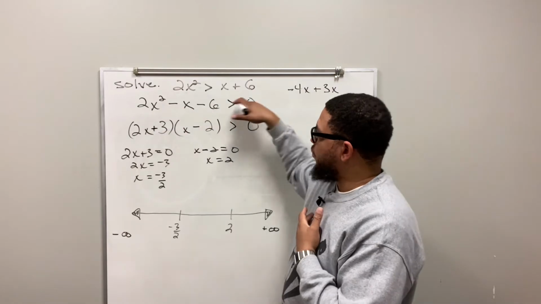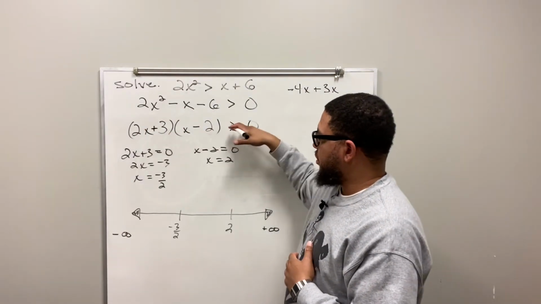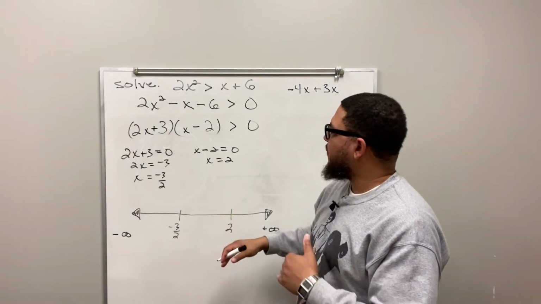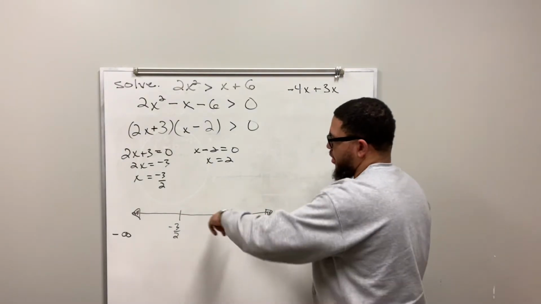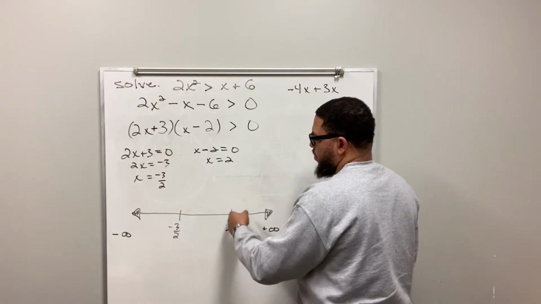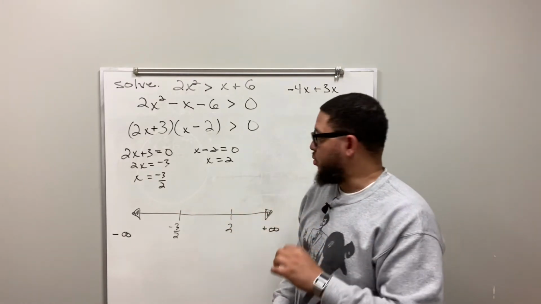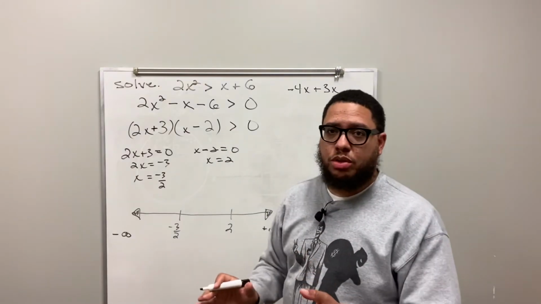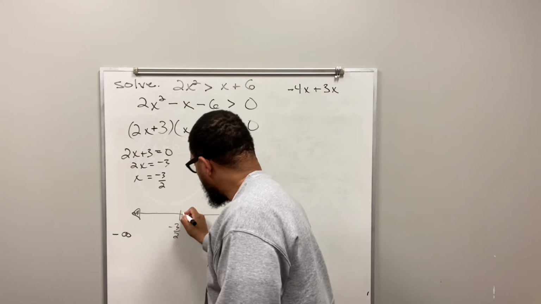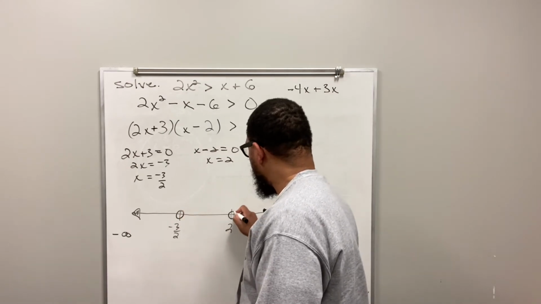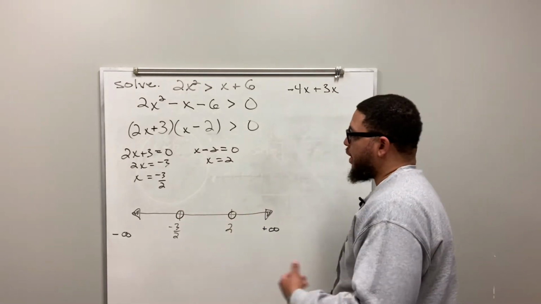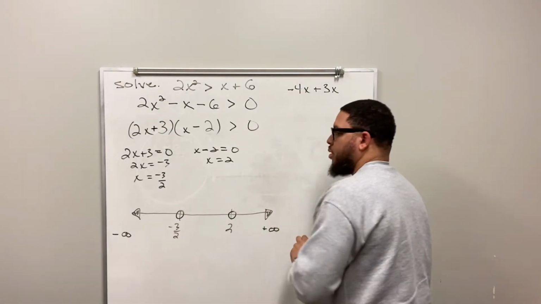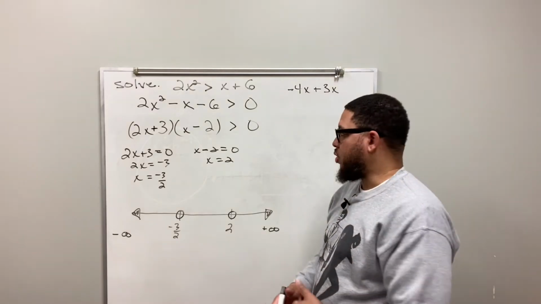Now, we already put it in standard form. We already factored it. We already found our boundary points, or our critical values, right? And we know that the circles that we draw on the boundary points are going to be clear circles because this is greater than 0, right? It's greater than. It's not greater than or equal to. So we put that, and we put that, like that. Now, we have to figure out which intervals are solutions to the inequality.